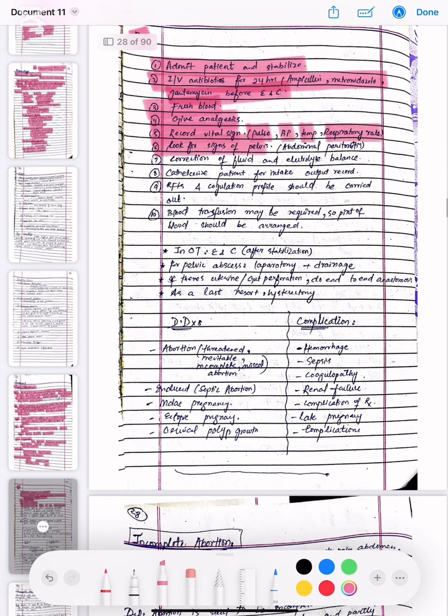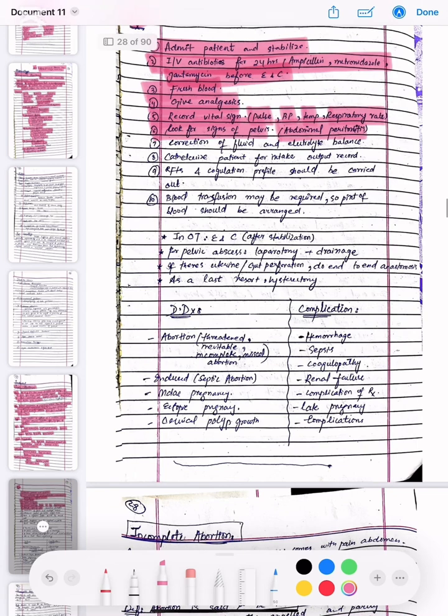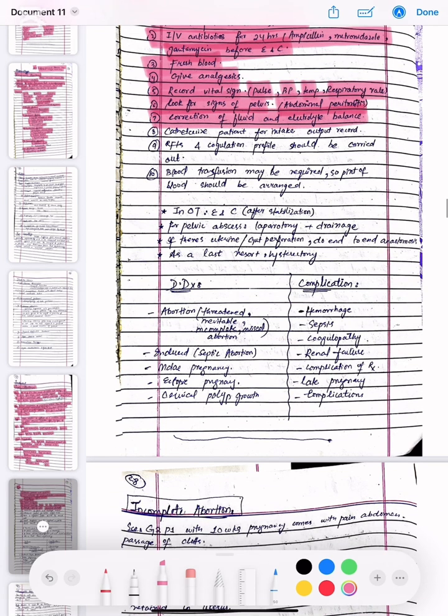Look for the signs of pelvic abscess, that is, abdominal peritonitis. The correction of the fluid and electrolyte balance is done. Catheterize the patient for intake output record. RFTs and coagulation profile should be carried out. Blood transfusions may be required, so a pint of blood should be arranged.